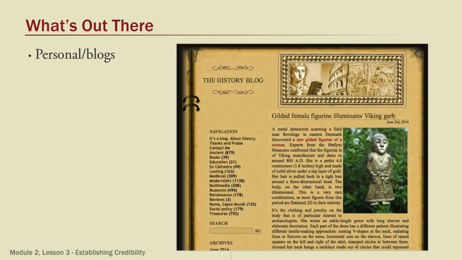What's out there? Information is published online for a variety of purposes. There are many types of websites, and not all of them will be appropriate for academic research. Personal sites and blogs are usually maintained by individuals for their own enjoyment. Although the author of a blog may have authority in his or her field, blog posts lack the indicators of scholarly publishing, such as peer review.